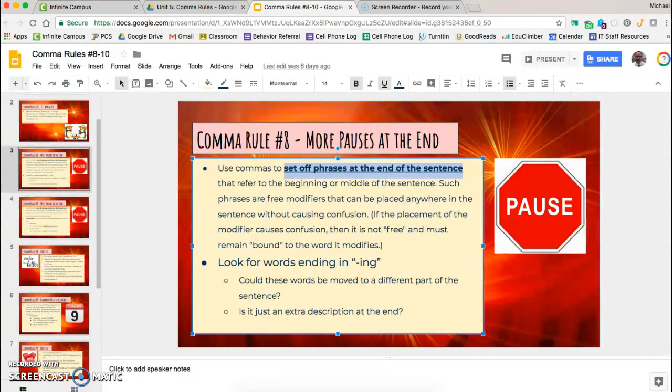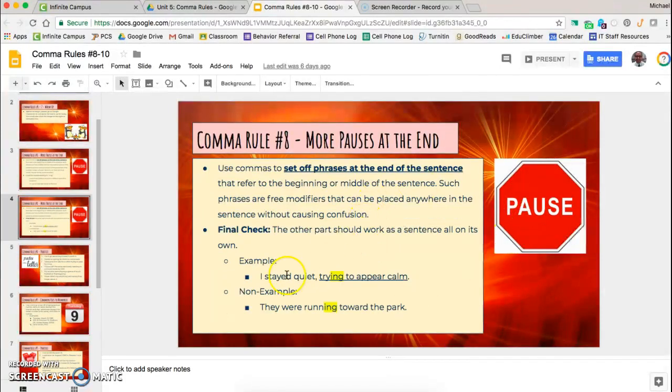The biggest thing I want you to take away from that is that you are looking for phrases at the end of a sentence. This part about it being a free modifier is not going to make a lot of sense right now. Hopefully by the next page it'll make a little bit more sense. The other thing I want you to take away from this slide is that you're looking just for phrases that start with words ending in ing. Once you find that word, often it'll be a verb ending in ing, you are going to ask yourself whether or not you can move those to another part of the sentence. The other thing you're going to ask yourself is whether or not it's just an extra description at the end. Let's look at the next page to see why we're asking those questions.